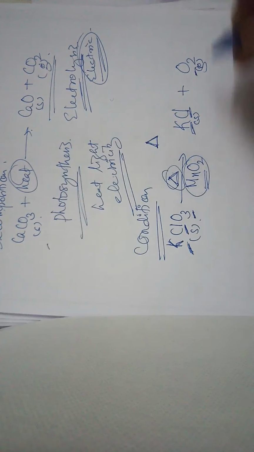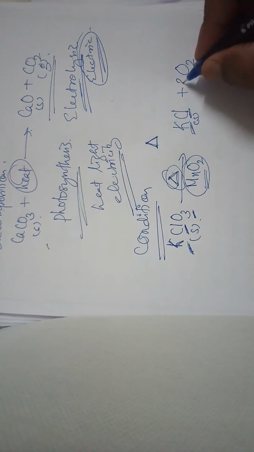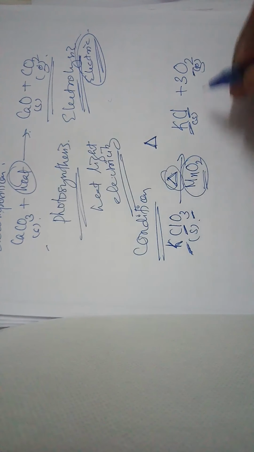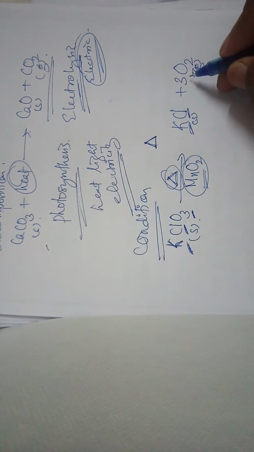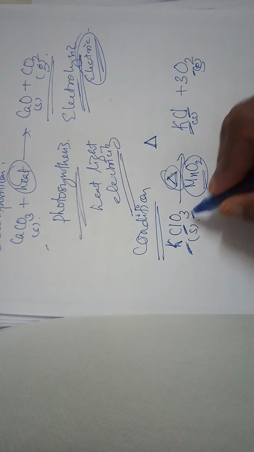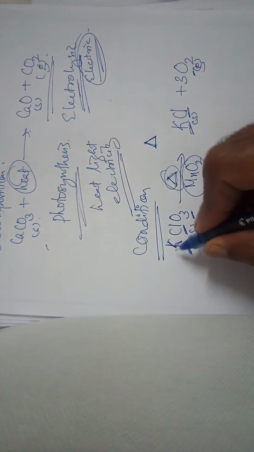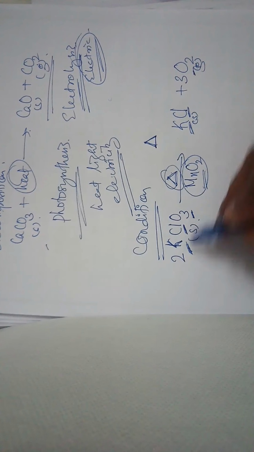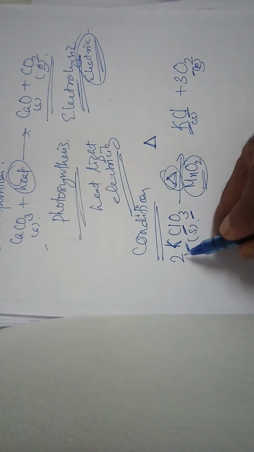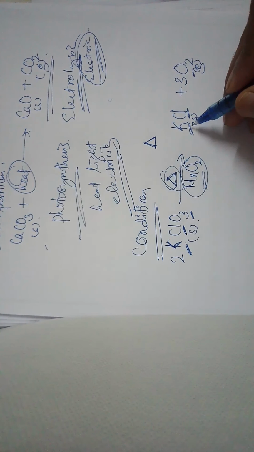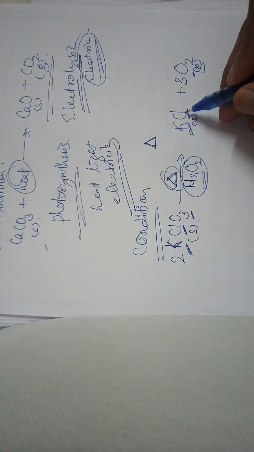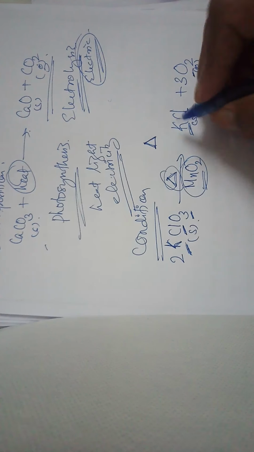Here it is 3 and here it is 2. Multiply this with 3, so it is 6. And now how many oxygen here? 6, 3 twos are 6. Now how many here? There is only 3, so put 2 here, so it is 6. Now how many potassium here? 2. And how many chlorine? 2. And how many potassium atoms here? Only 1, and only 1 chlorine is here. So to make it 2, we have to put 2 here, so it is a balanced equation as well.